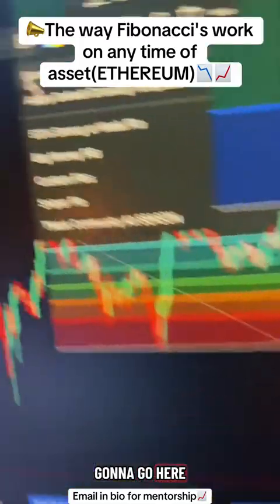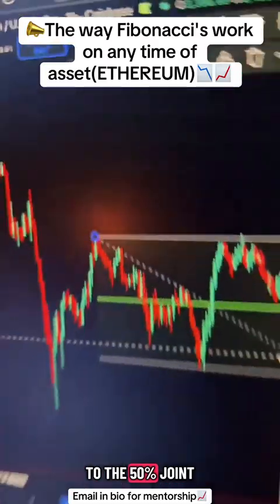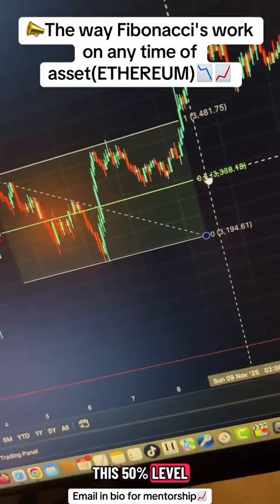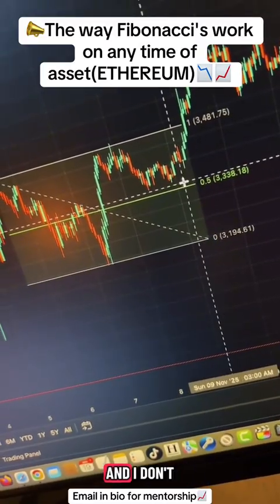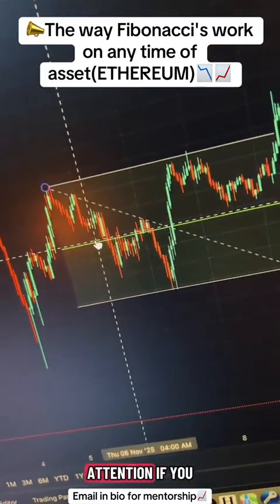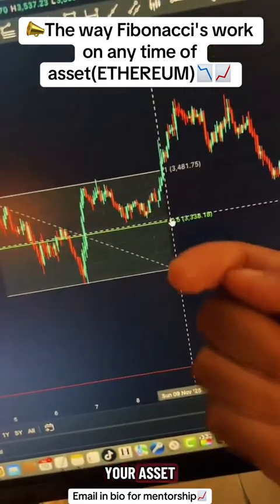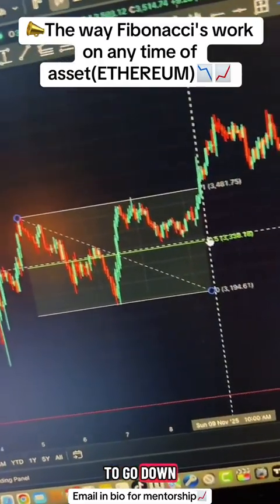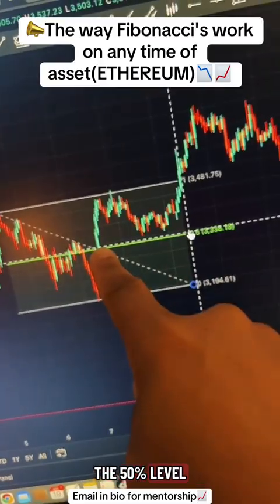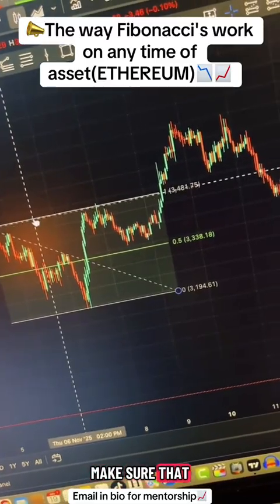So now I'm going to get rid of all of that custom stuff and just go to the 50% level. Check this out. This 50% level is the truth for any asset, and I don't care what the asset is. Pay very close attention. If you ever lose the 50% level for your asset, it is going to go down. If you find support on the top side of the 50% level, it will be able to rally up.